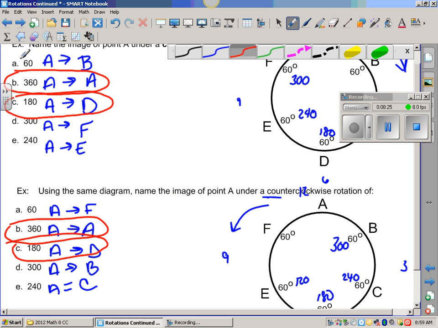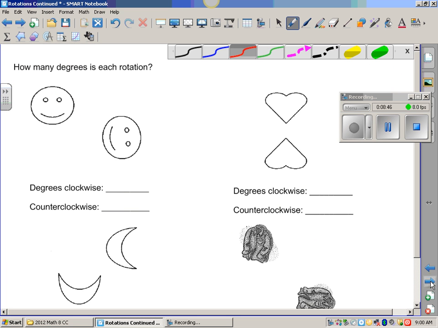We also know that even if we're not going at 60-degree increments, when we were using the grid paper and going 90, 180, 270, and 360, the same thing was true. 360 would bring you back to the original, and 180 had the same rule whether you were traveling clockwise or counterclockwise about the origin. All right, so let's flip the page and see if we can figure this out.